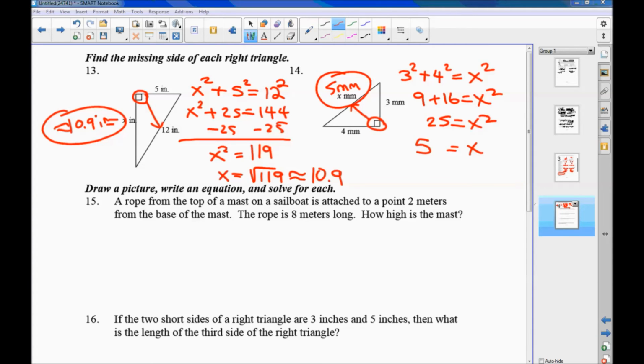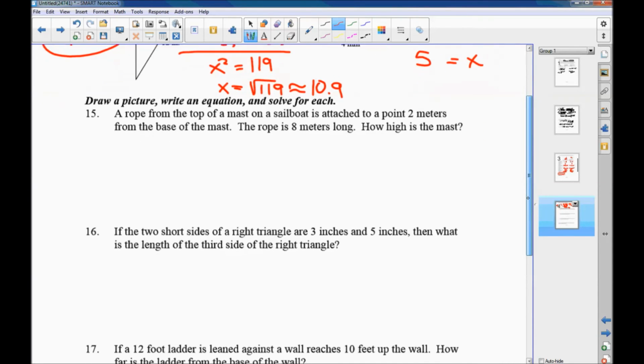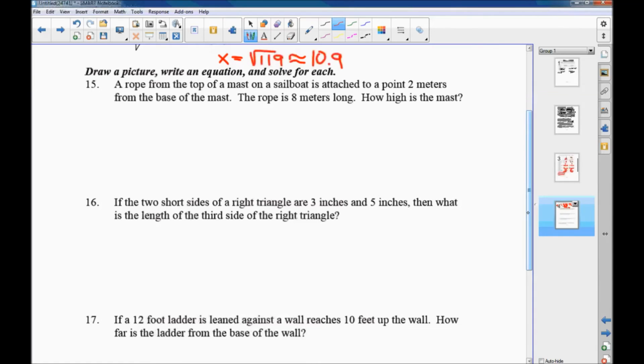Okay. Number 15. A rope from the top of the mast of a sailboat is attached to a point 2 meters from the base of the mast. The rope is 8 meters long, and how high is the mast? So these are our word problems here. Our first step is to draw a picture. So let's see, here's my little sailboat.